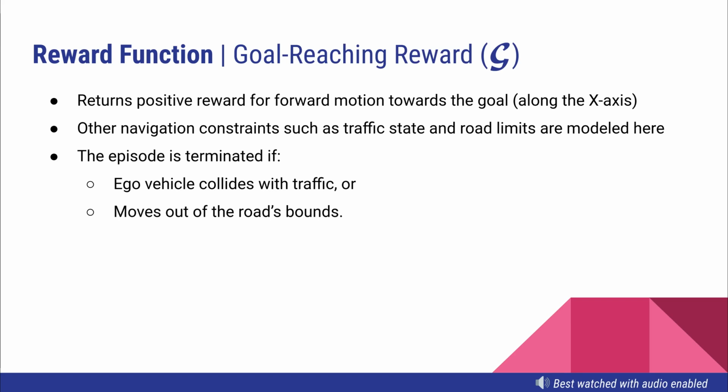The goal reaching reward primarily rewards the ego vehicle for its successful motion towards the goal. This reward also performs a few checks for the ego vehicle's motions, such as the vehicle must be inside the road boundaries defined previously as edge L and edge R. Secondly, if the vehicle collides with a traffic vehicle, the reward triggers the episode termination.